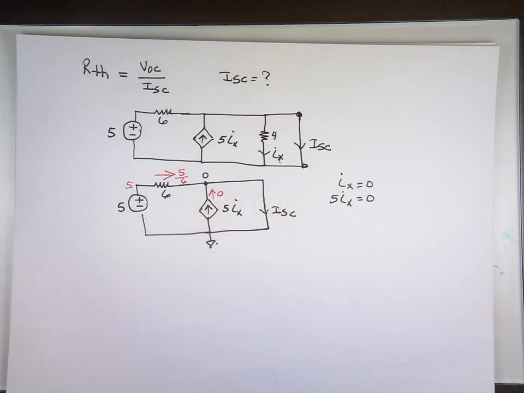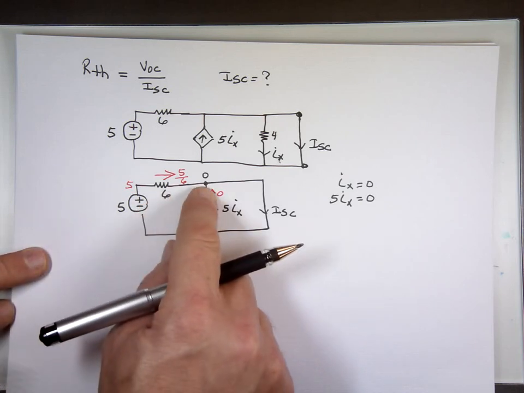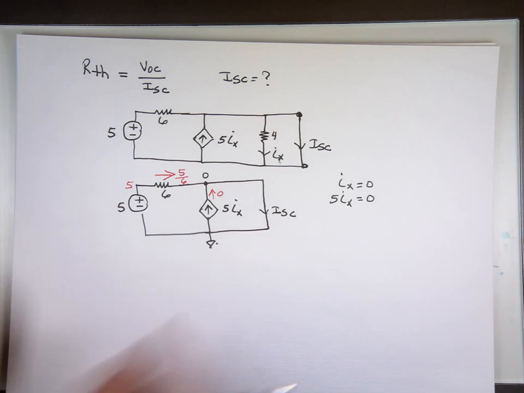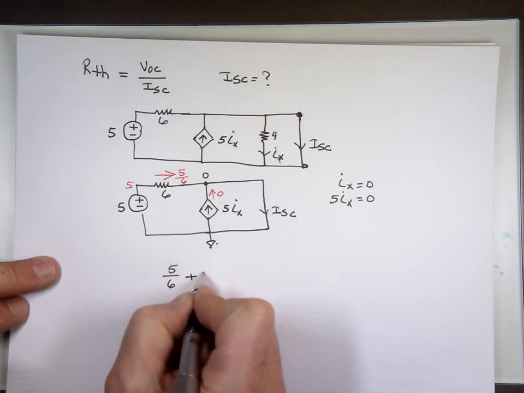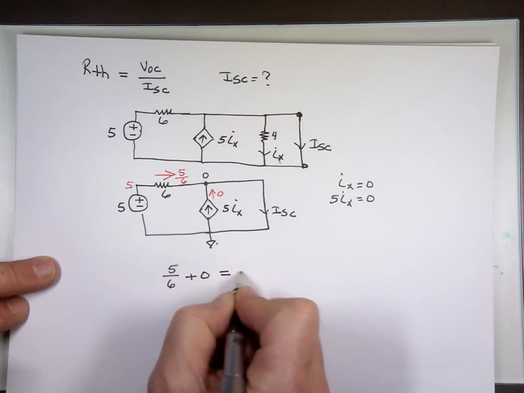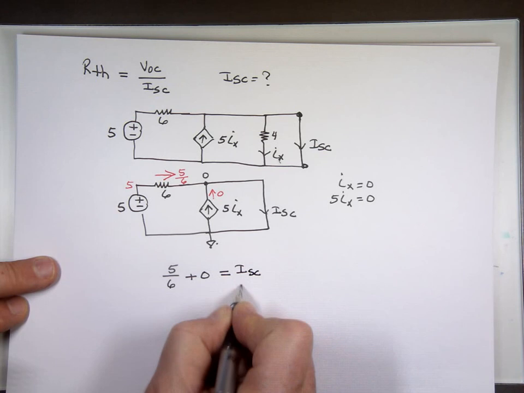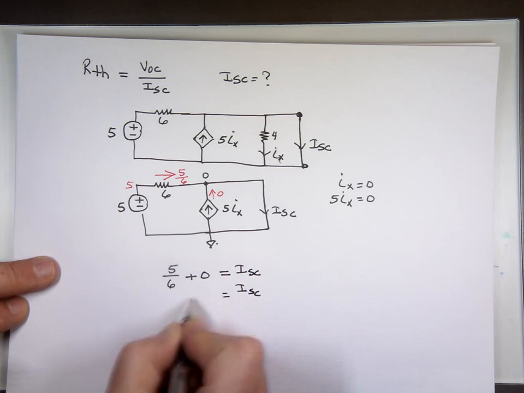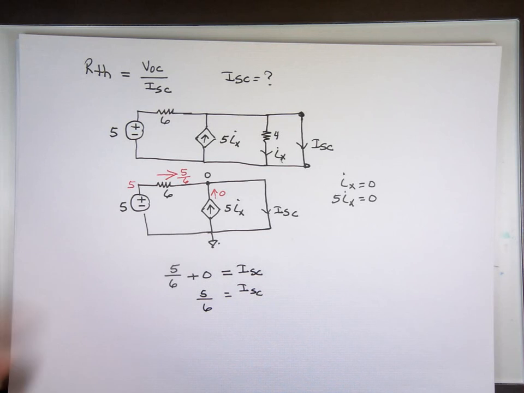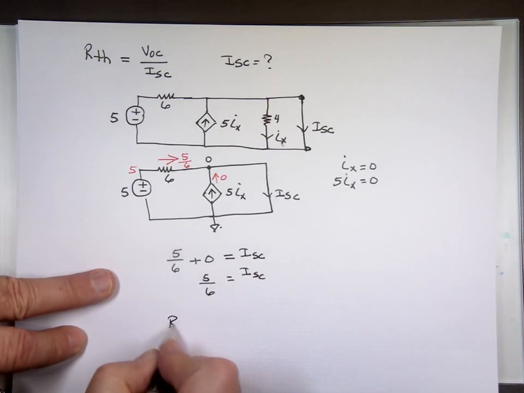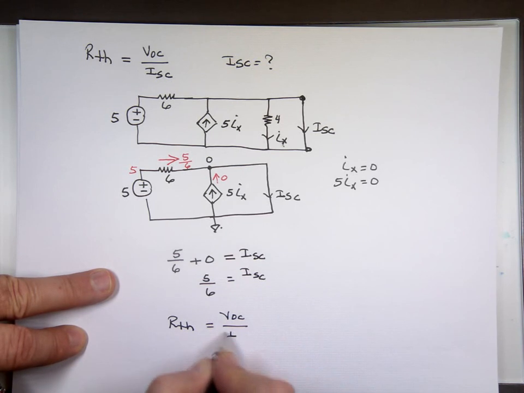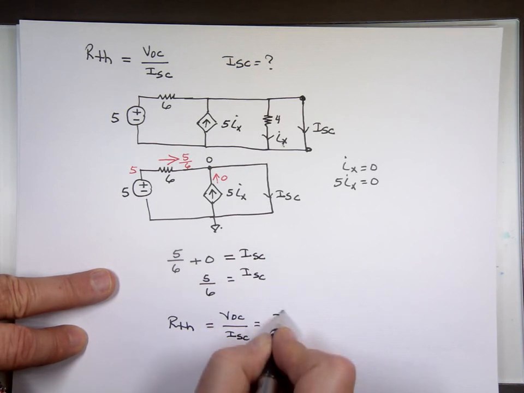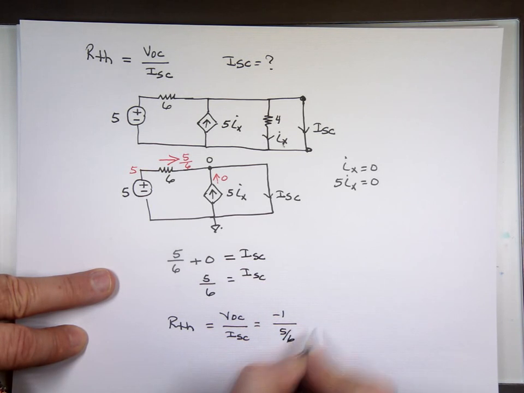And KCL, Kirchhoff current law, says if you take all the current entering a node, that's a node here, should equal all the current leaving that node. We have 5 over 6 going in. We have 0 going in. And what's leaving that node? I short circuit. So what is I short circuit equal to? 5 over 6. So what's my R Thevenin equal to? It's V open circuit over I short circuit, which is negative 1 over 5 over 6, which is negative 6 over 5.